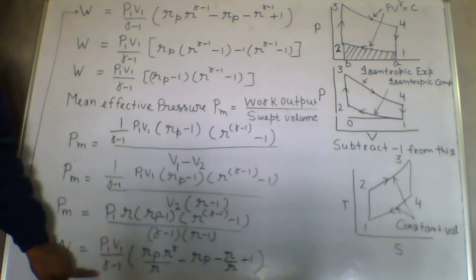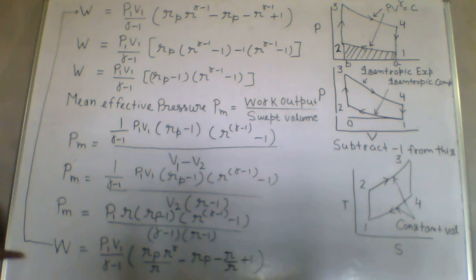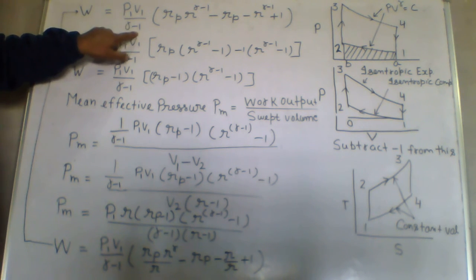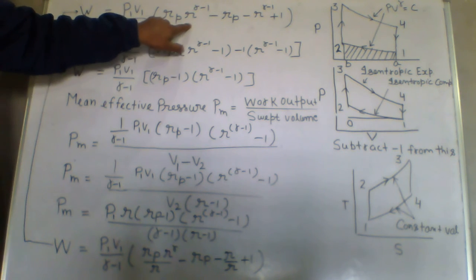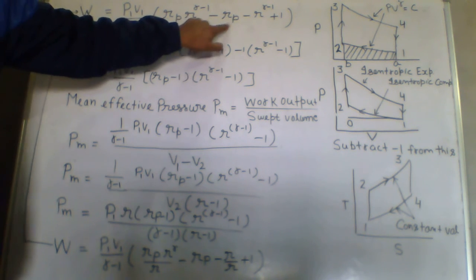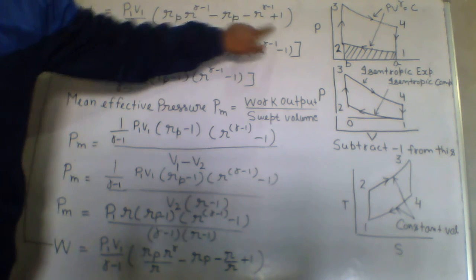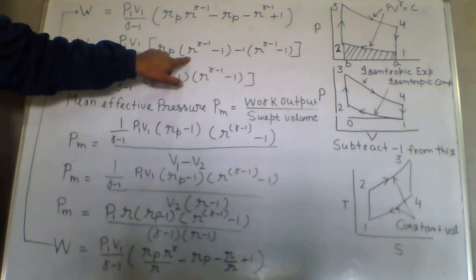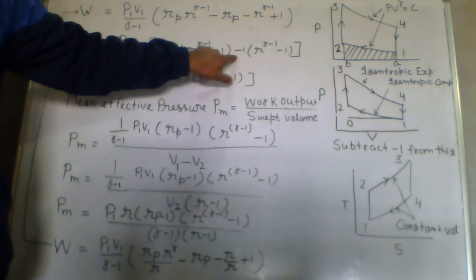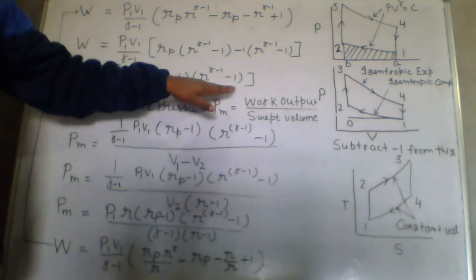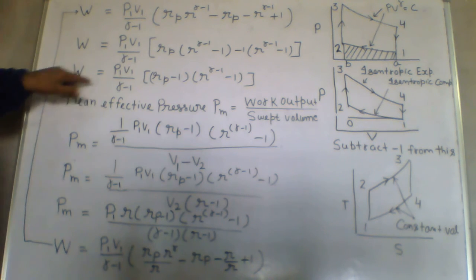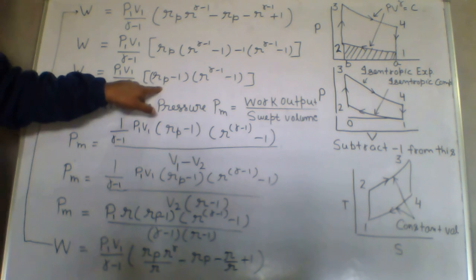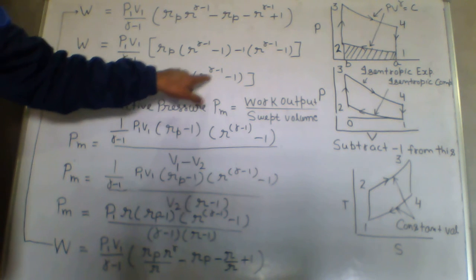After this equation, we will solve from here. Work is equal to P1 V1 divided by gamma minus 1, times rp, r raised to power gamma minus 1, minus rp, minus r raised to power gamma minus 1, plus 1. So you can take rp as common: r raised to power gamma minus 1 minus r raised to power gamma minus 1 minus 1. After solving, we will get this: work is equal to P1 V1 by gamma minus 1, bracket rp minus 1, bracket r raised to power gamma minus 1 minus 1.